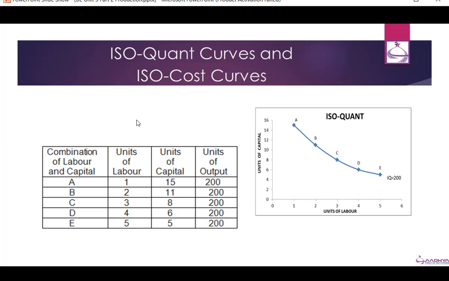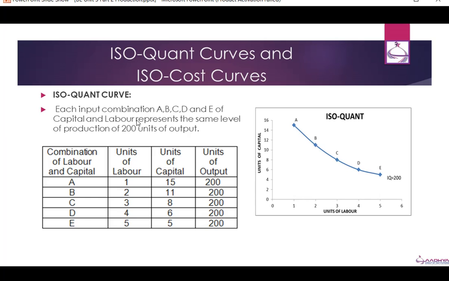So this represents two different concepts. One is that with more inputs, you can produce more. A higher isoquant represents a higher level of output, and you are also representing diminishing marginal productivity with the curved shape of the isoquant. Each point here, A, B, C, D and E, of capital and labor represents the same level of output, 200 units of output, with different combinations of capital and labor.